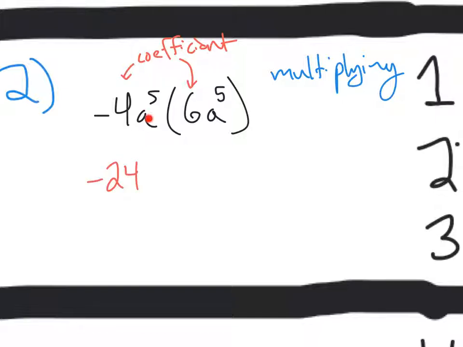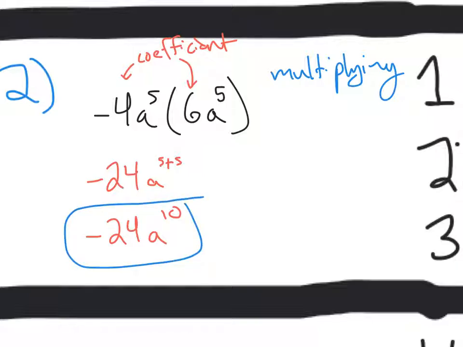Okay, now we go to the variables, and they are the same base, so we can add the exponents. So really we can just take a to the 5th plus 5, right? Because I got 5 here and I got 5 a's there. So when I multiply that out, I should get -24 a to the 10th power. And that's the answer. Okay, moving right along.